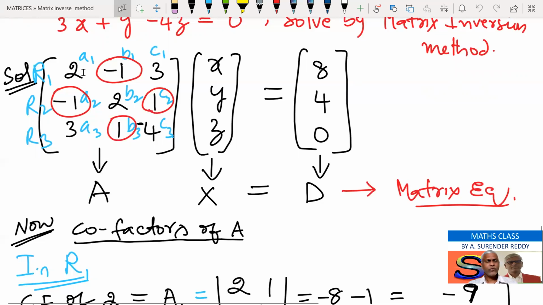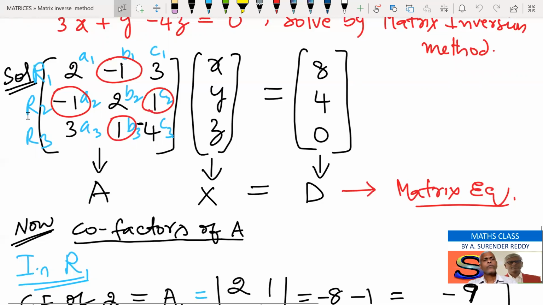So 2 lies in R1 and C1. Eliminating R1, C1, the remaining 4 elements are 2, 1, 1, 4. Minus 1 lies in R1, C2. Eliminating R1 and C2, the remaining 4 elements are minus 1, 1, 3, 4. And 3 lies in R1 and C3, the third column. So eliminating R1, C3, take the remaining 4 elements.